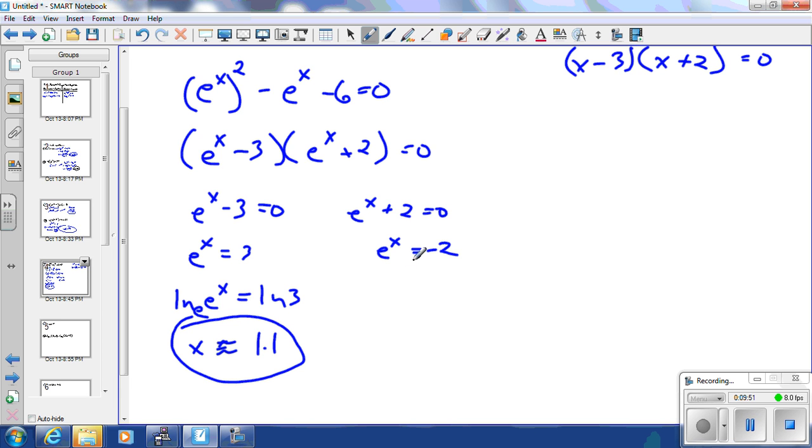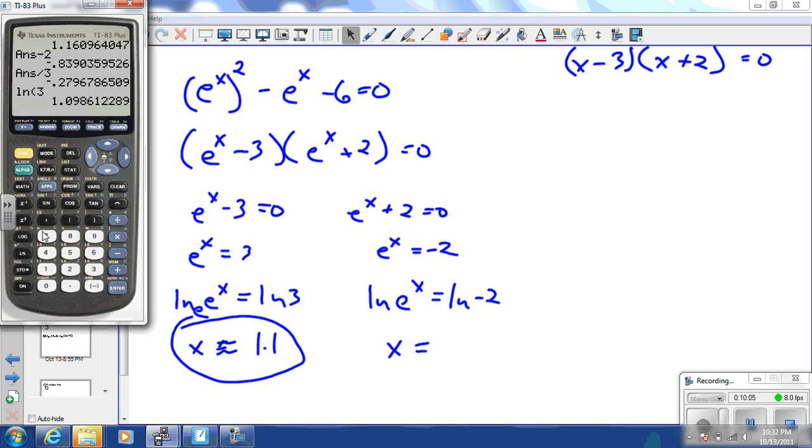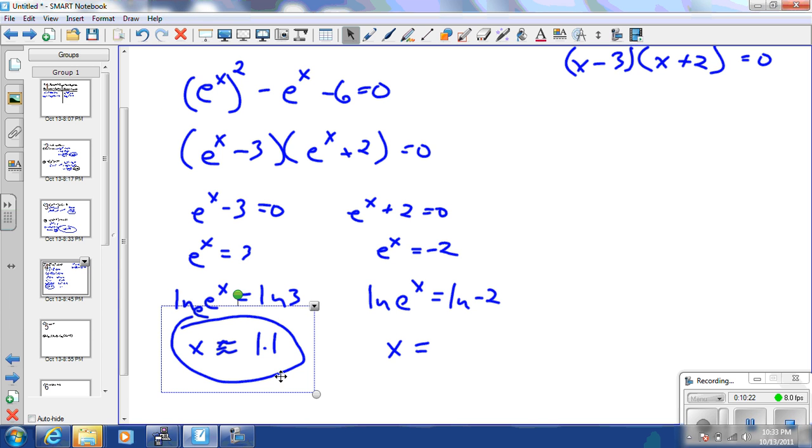That's that one. So pause it and try this one real quick and then resume it. Natural log of both sides. This is going to equal x. So the natural log, see what the calculator gives us. The natural log of negative 2 is an error because we cannot take e to any power and get a negative number.